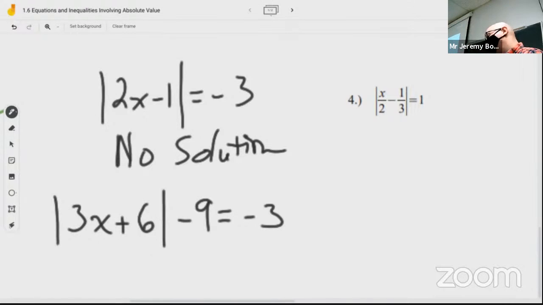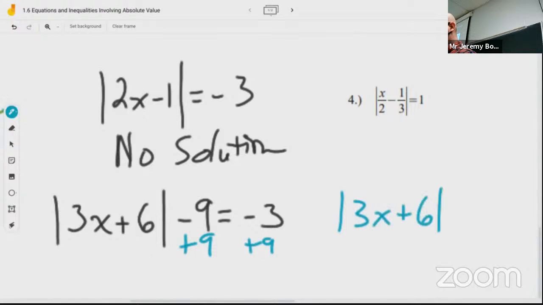And so what they see is absolute value on the left-hand side, negative number on the right-hand side. And so they go, no solution. But remember, before we jump to that, we want to get the absolute value by itself. And if we do the step to do that, which is going to be adding 9 to both sides, we'll get the absolute value of 3x plus 6 is equal now to 6.